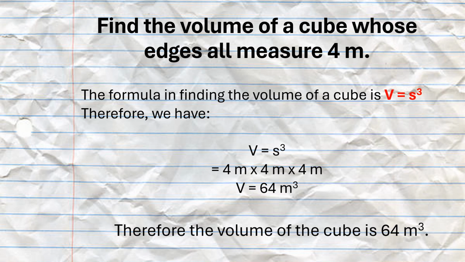Next, find the volume of a cube whose edges, or the sides, all measure 4 meters. So we simply use the formula V equals S cubed and substitute the value of S to 4 meters. So we now have 4 meters times 4 meters times 4 meters. So the volume of the cube is 64 cubic meters.